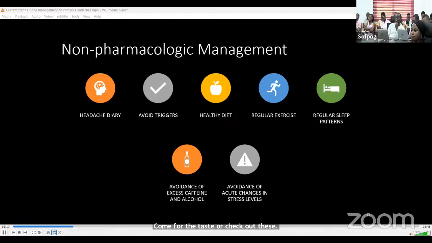Then for females, it's also good while they are keeping their headache diaries to document their menstrual cycle as well, because sometimes females can have menstrual related migraines especially. So once we know, there are appropriate treatments that can be given to these patients. Once they identify their triggers, they must be encouraged, counseled, and supported to avoid the triggers as much as possible, and maintain a healthy diet, regular exercise, have a regular sleep pattern, avoid excessive acute changes in their stress levels, and avoid alcohol and caffeine in excess.